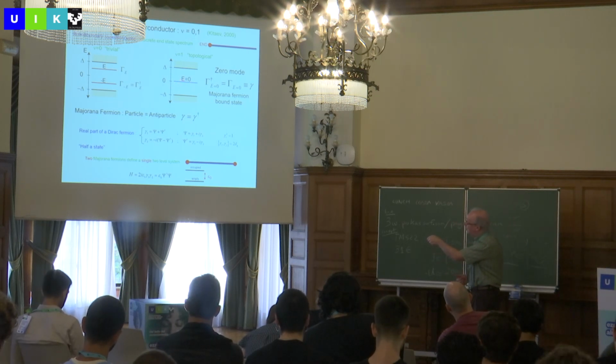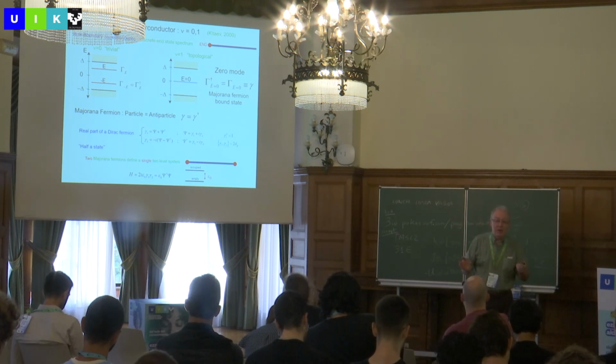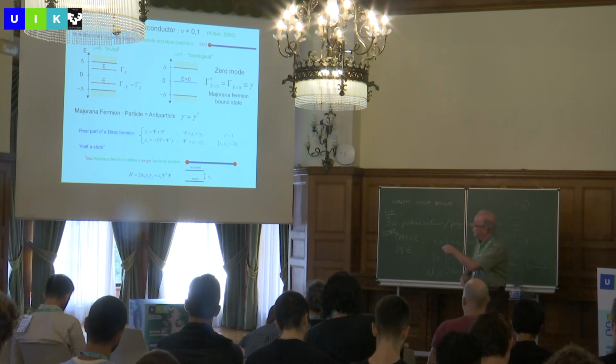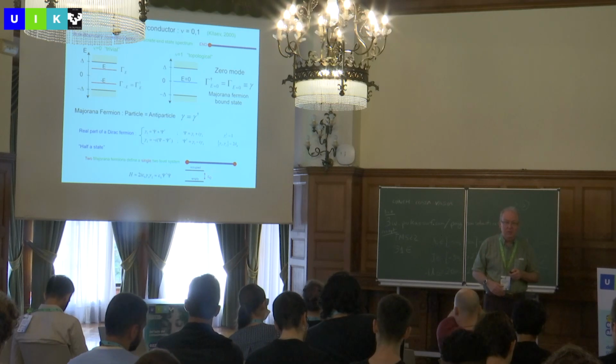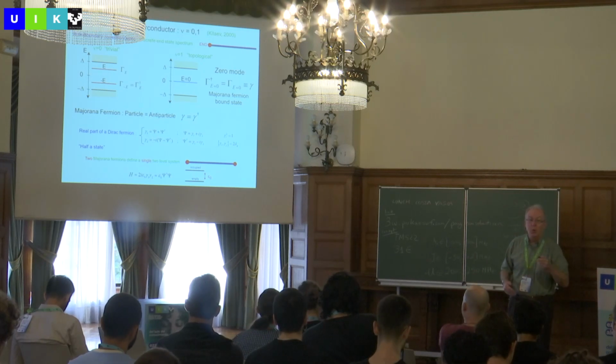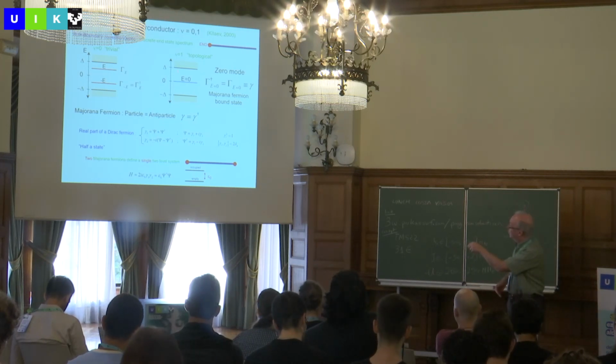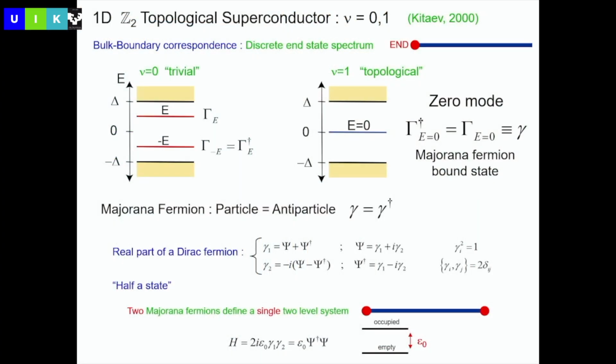So if you have this zero mode at the end, then you can't get rid of it. Just like in the Schrieffer-Heeger model, you can't get rid of it because if you tried to move it away from 0, then its partner would have to appear out of nowhere. So the only way you can get rid of it is if you close the bulk gap and go through a quantum phase transition. So the zero mode is topologically protected.